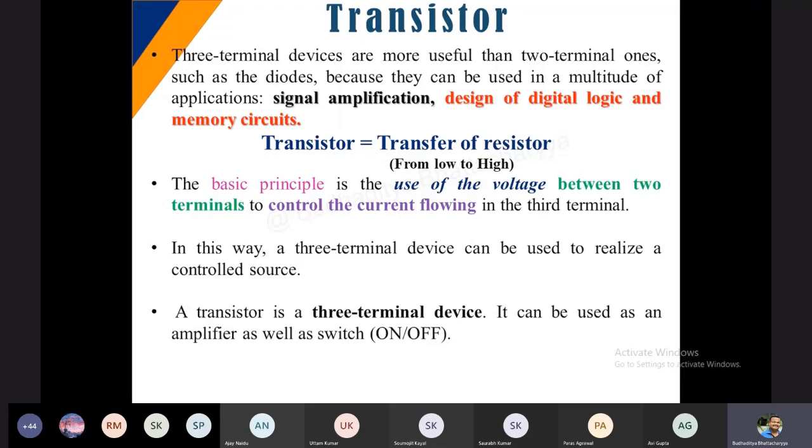Now, why do we call it a transistor? The basic reason is that the name comes from the term transfer of resistor. Why is it a transfer of resistor? If you observe in the next slide, we will discuss that.